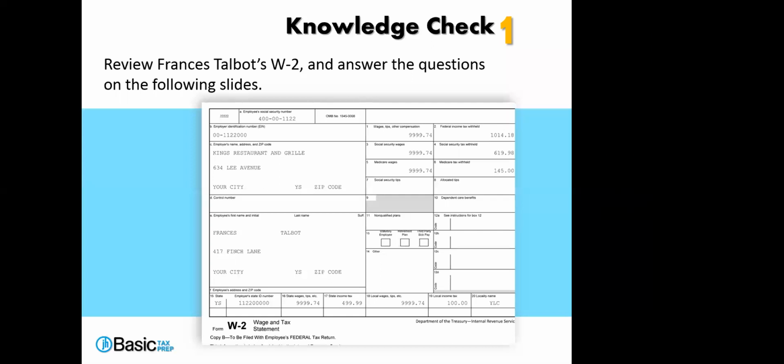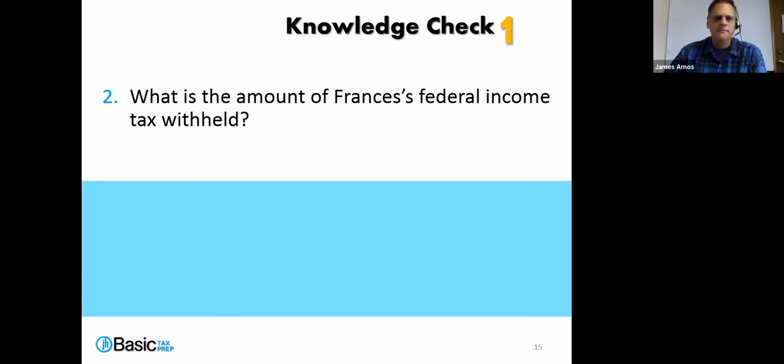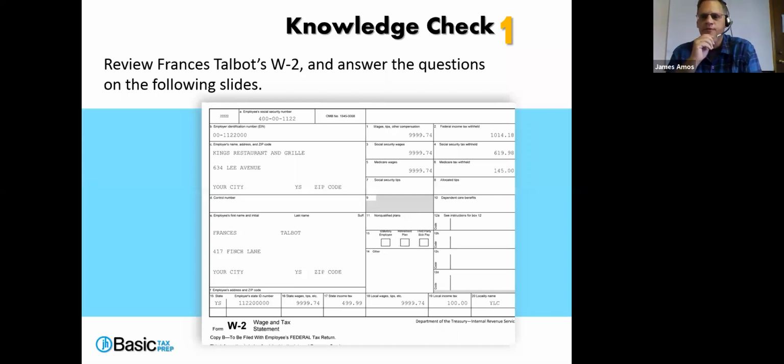So at least 10,000. Yeah, basically, rounded is 10,000. That's exactly right. Okay. So what was the next question? What's the amount of federal income tax withheld? I want somebody to volunteer before you answer. Who wants to volunteer to answer this one that hasn't answered yet? Okay, Garrett, go ahead.